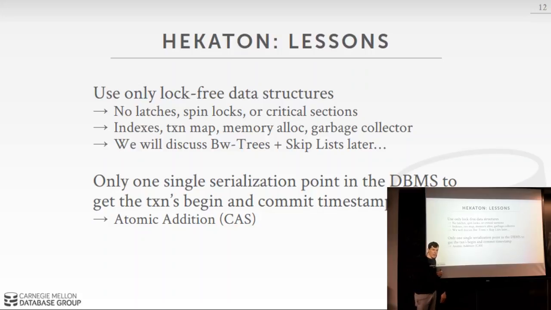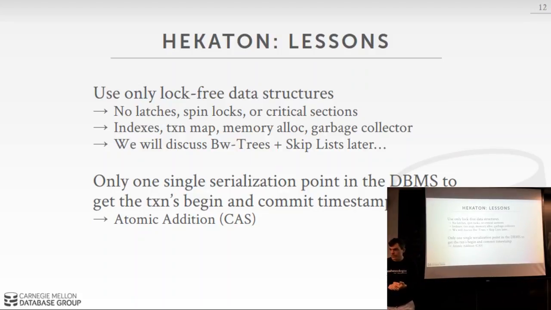Now, we saw in the Silo paper, they actually argue that's a bad idea, because if you have a lot of cores, every single time you call compare and swap and increment that counter, any core or thread that read that counter will now get a cache invalidation message, right? And if you're executing a lot of transactions per second, that's gonna be a lot of traffic on your chip. So in the Silo case, they would avoid this, or they try to minimize this by doing the batching, but in Hackathon, they don't do that. So any questions about Hackathon?